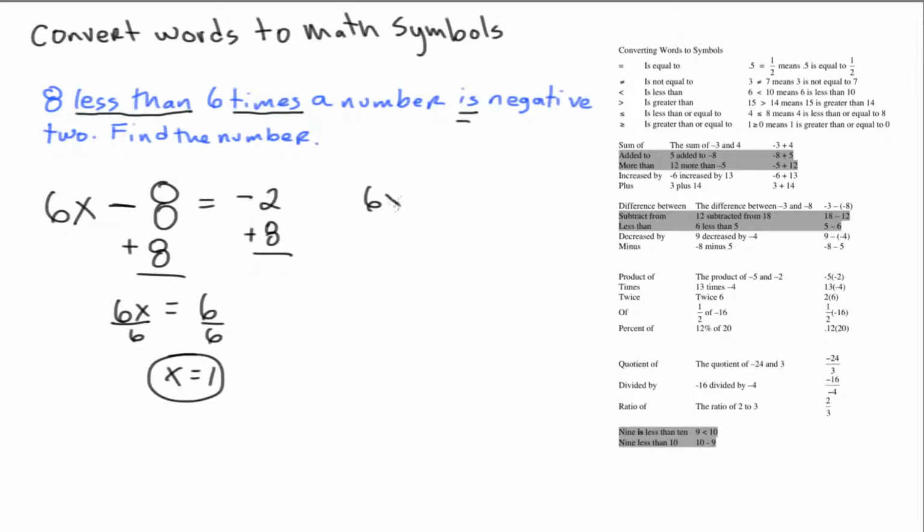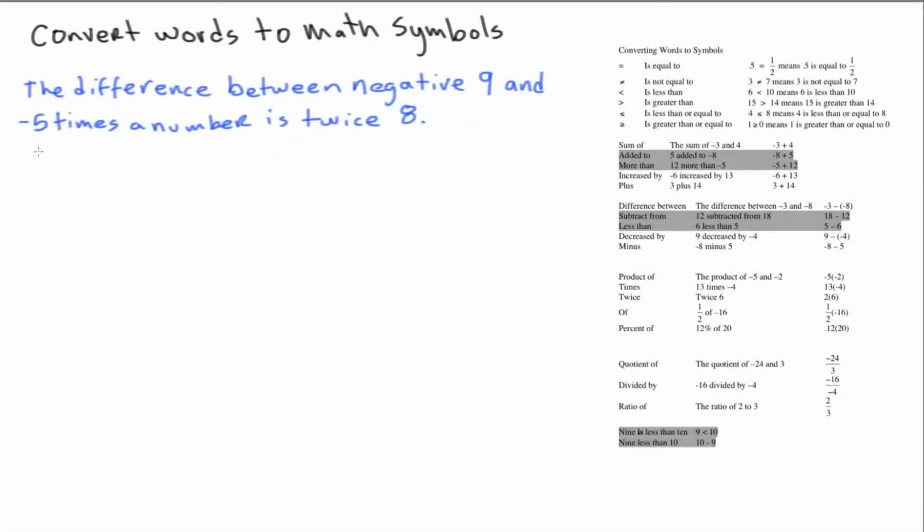So we got 6x take away 8 equals -2. Is that correct? Well, let's see. 6 times 1 take away 8. Does that equal -2? 6 times 1 is 6. Take away 8. Does that equal -2? Yes, so -2 does equal -2.